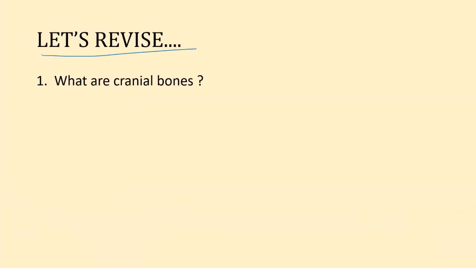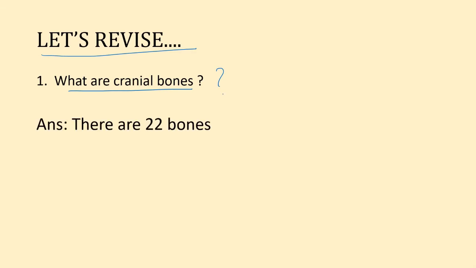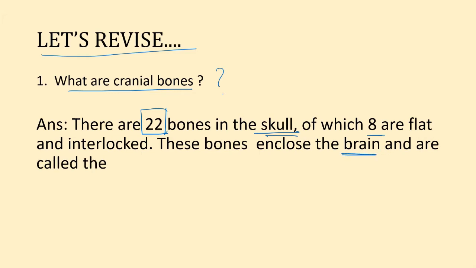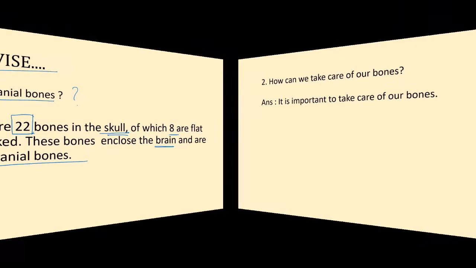Now let's revise. What are cranial bones? Cranial bones are 22 bones in the skull, of which 8 are flat and interlocked. These bones enclose the brain and they are called cranial bones.